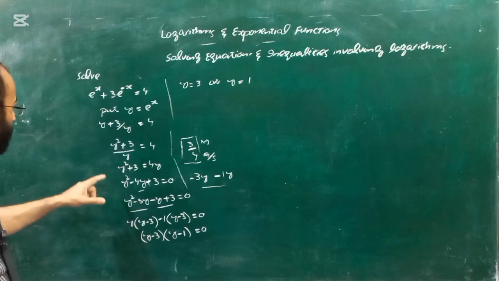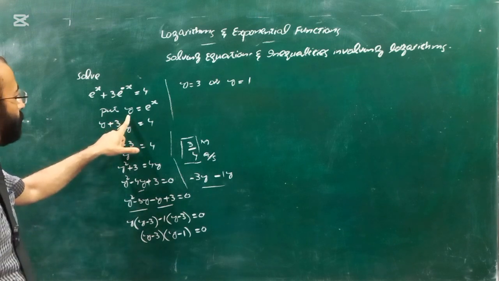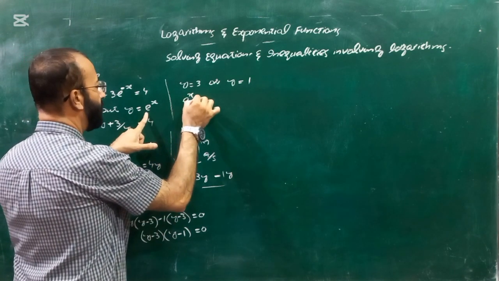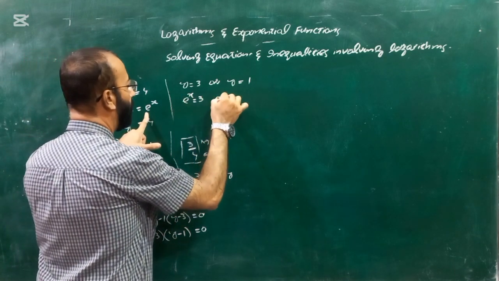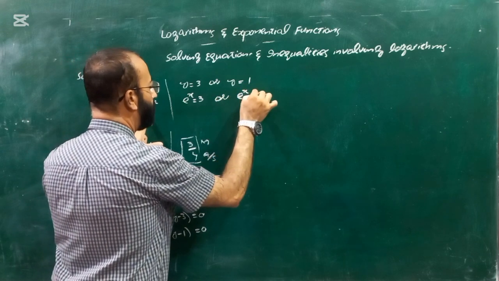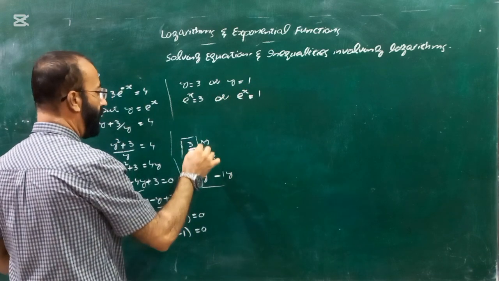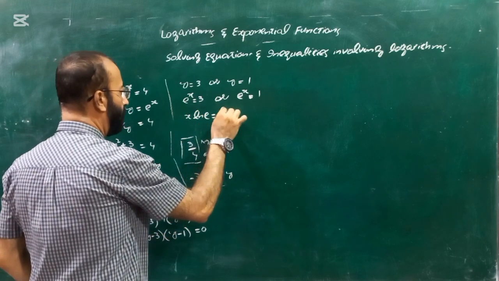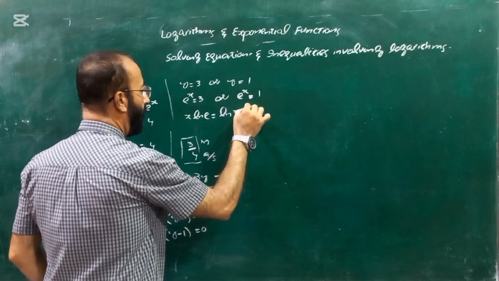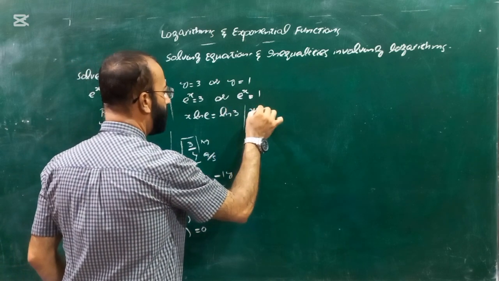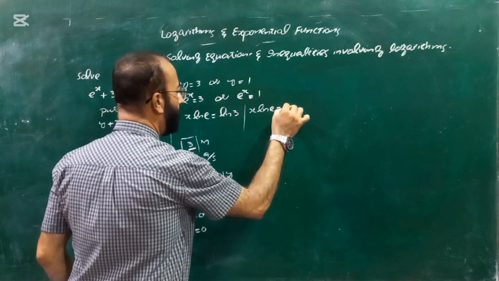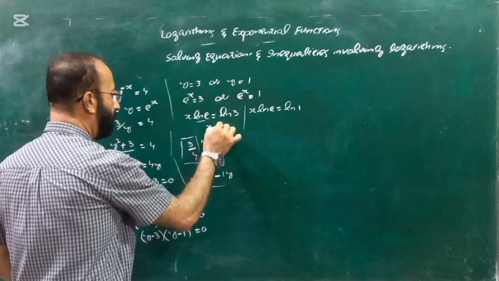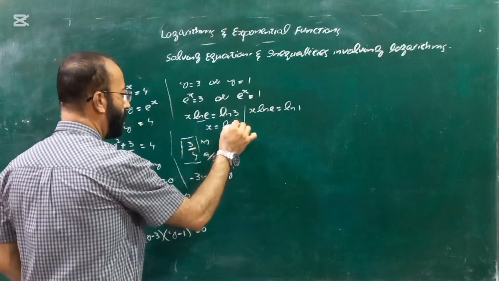So now replacing the value, because we have put y is equal to e raised to power x, so e raised to power x will be replaced. So e raised to power x will be equal to 3 or e raised to power x will be equal to 1. So take natural log of both sides. So x natural log of e will be equal to natural log of 3, and in this case, x natural log of e is equal to natural log of 1. Natural log of e is equal to 1, so x is equal to natural log of 3.